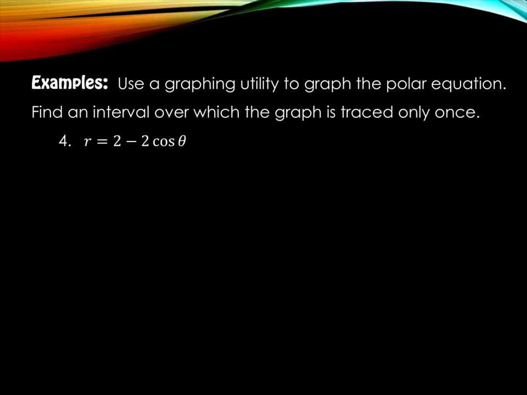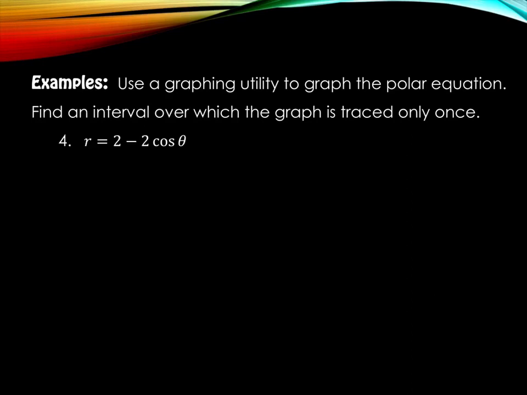Okay, so our directions say to use a graphing utility to graph the polar equation. It says find an interval over which the graph is traced only once. So as we work with polar, the whole point is that the graphs that we're going to be working with are going to be sort of circular or cyclic anyway in nature. So go ahead and put in 2 minus 2 cosine of theta.